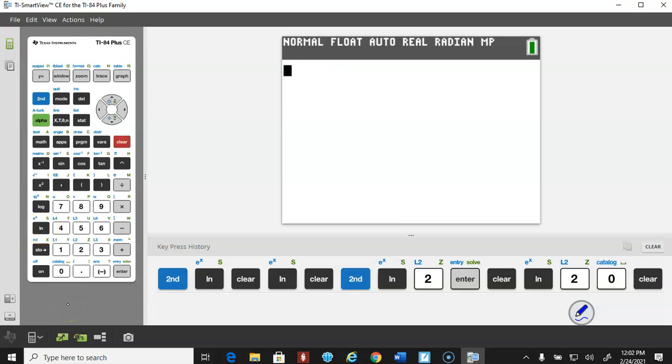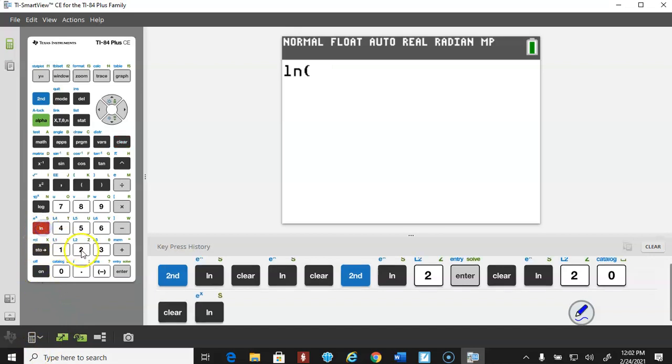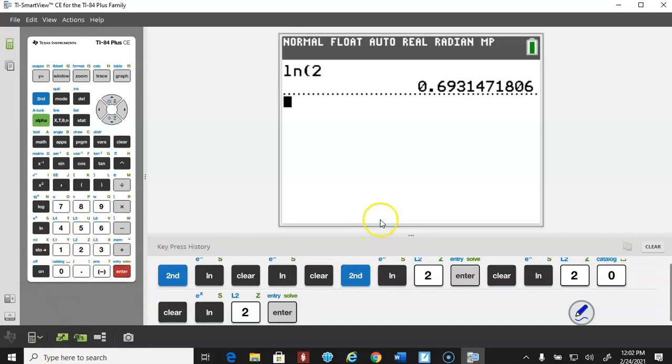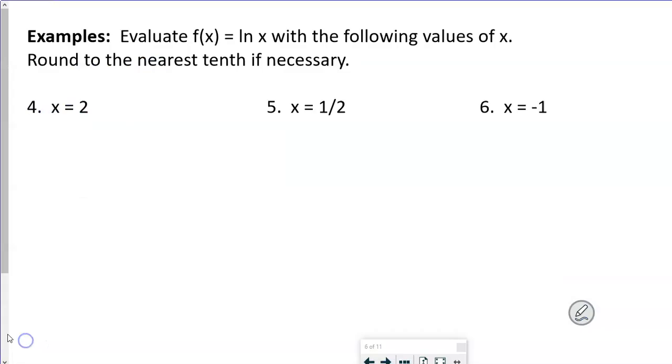ln of 2, enter. So this one is 0.69, which would be 0.7. So go ahead and do the rest of these and then come back to me when you're done. So this one is 0.7. This one was negative 0.7. And this one we got an error message for.